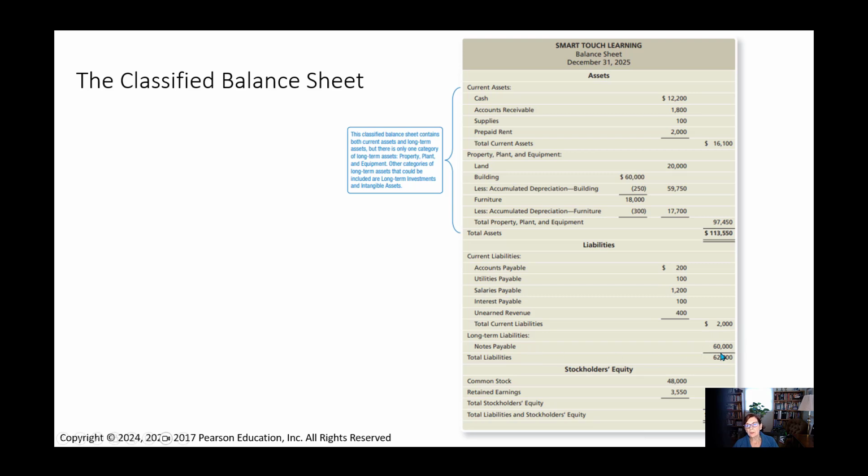So we add our total long-term liabilities to our total current liabilities, and we get total liabilities. We add that to our stockholders' equity, and that gives us our total liabilities and stockholders' equity. Remember, these numbers have to be equal on your balance sheet. So our total assets are still equal to our total liabilities plus stockholders' equity.